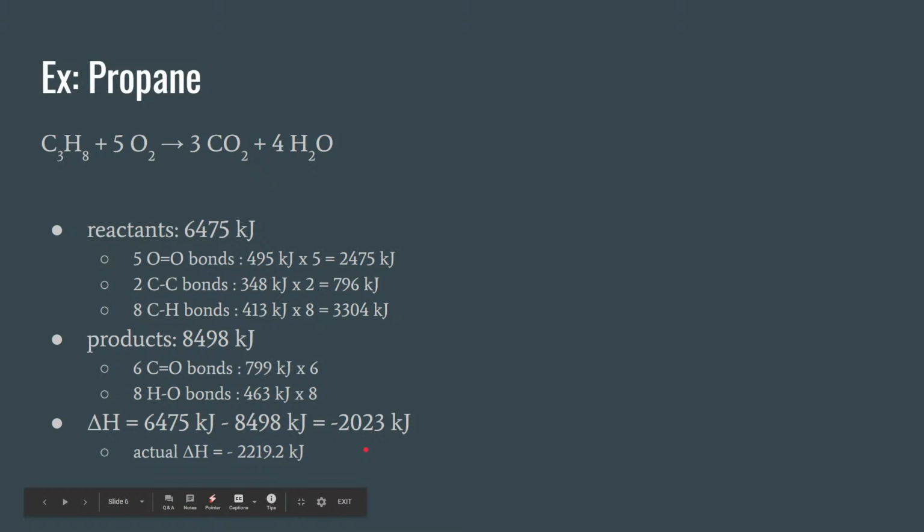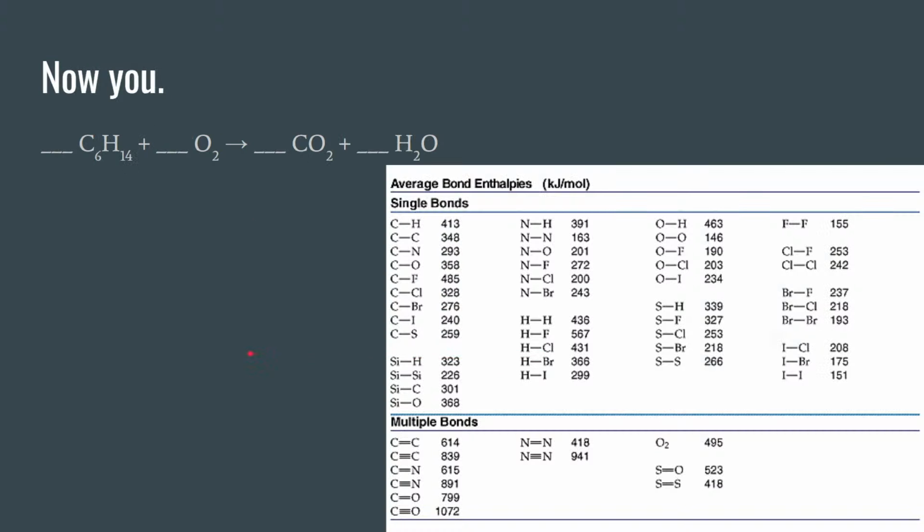The actual enthalpy of reaction for propane is negative 2219.2. So it's off by about 10%. That is a lot. This is something that you use when you don't really have much choice, when you are forced to by circumstances. Okay, it's a rough estimate that'll get you where you need to go. So now you go ahead and try this one.